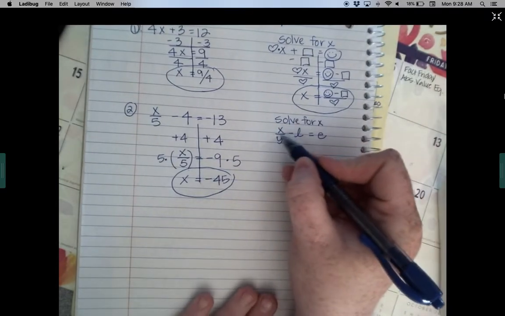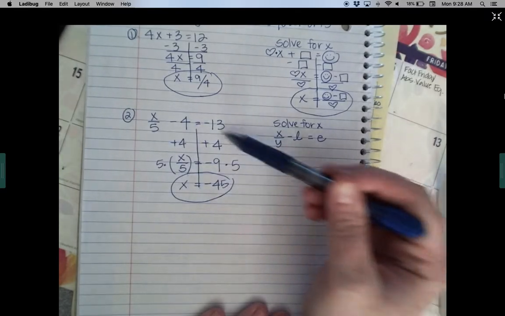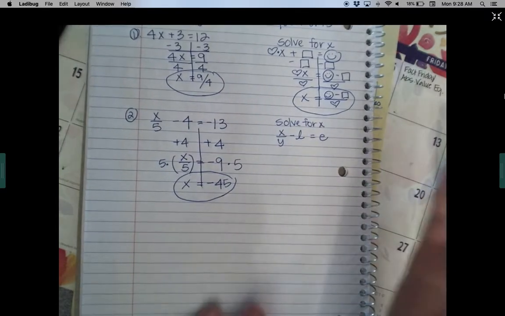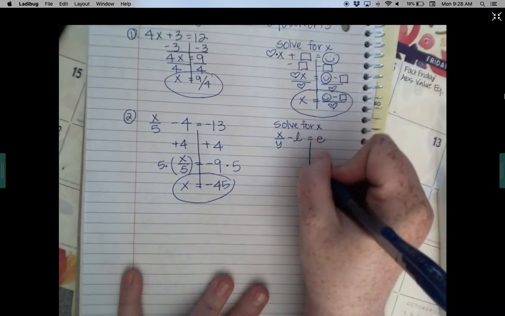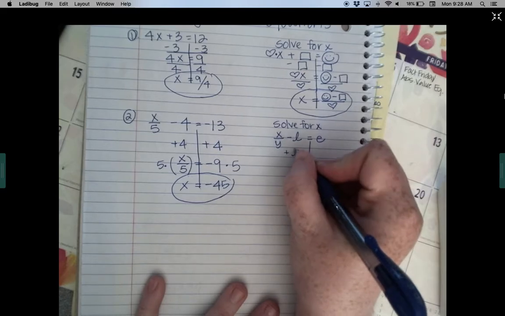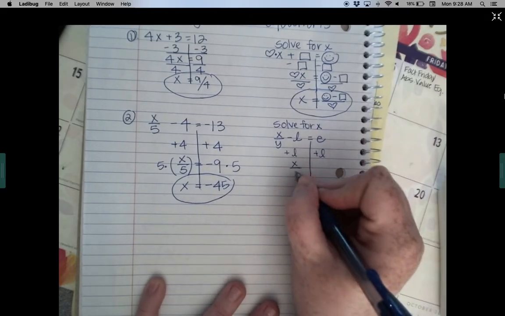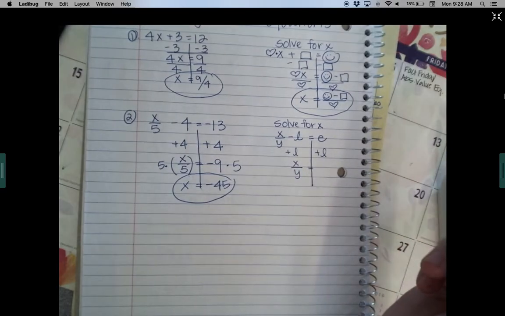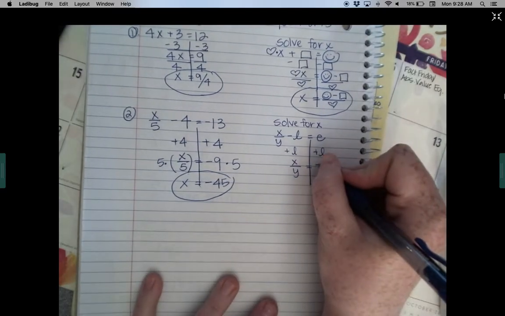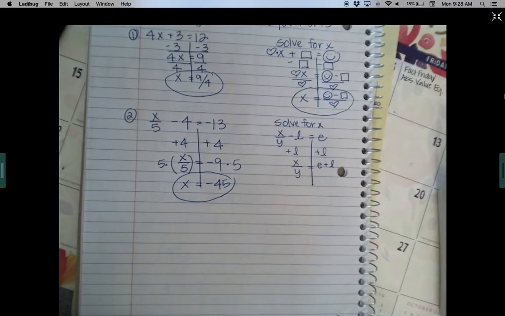I want to get the x by itself. This looks similar to this. Same operations, different symbols, numbers. So what should I do first to get the x by itself? Plus L. So on the left, I have x over y equals, what's E plus L? E plus L. It wouldn't be L because I'm not multiplying. It's E plus L. Okay.